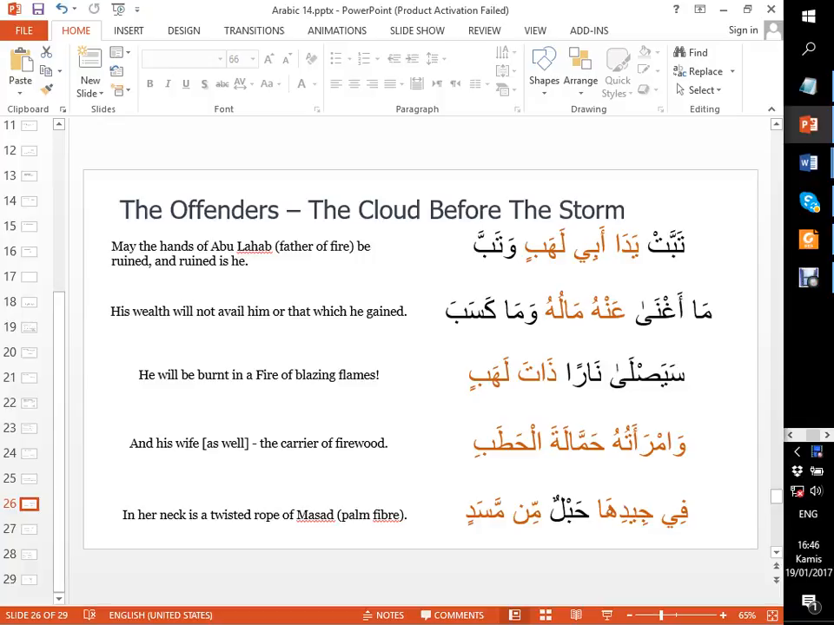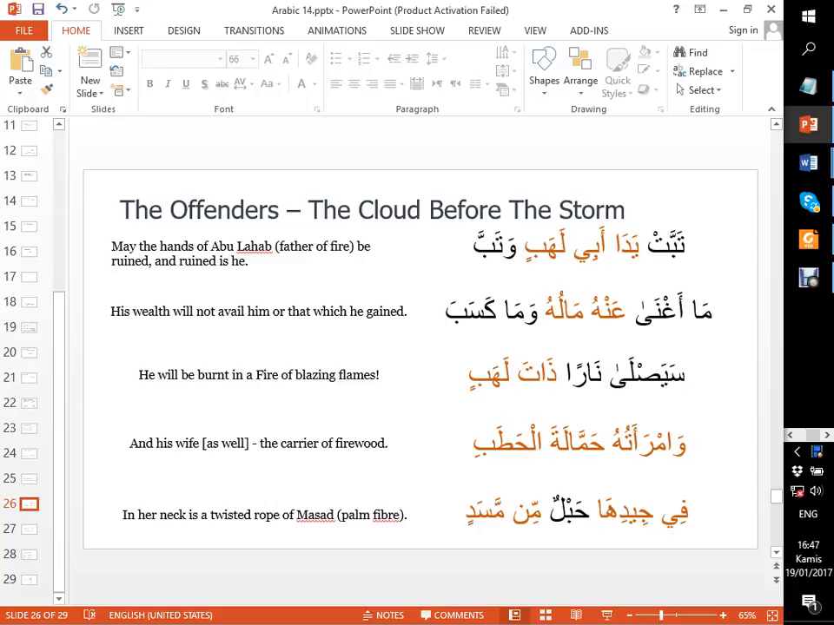But yada abi. You may be confused about what yada is. Yada means hands. If you say yadun, it is one hand: yadun, yadan, yadin. If you say yadani, you have to remember two hands. So the light version is yada. It is the light version of yadani, two hands. Okay? Abi Lahab, actually, Abi Lahab was Abu Lahab.